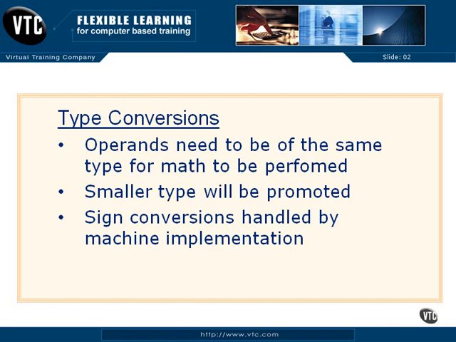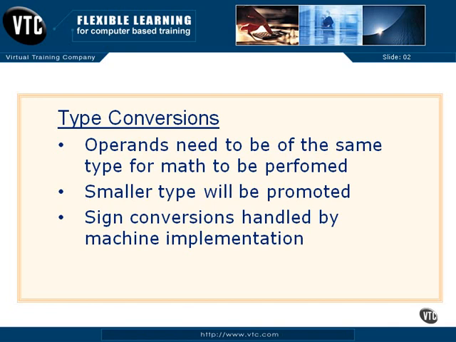The operands on either side of an operation need to be of the same type for the math to be performed properly. Then the result, as it is assigned into the left side of the equation, the other side of the equals, needs to be typed properly so that it fits into the resulting area. Generally speaking, smaller types, characters, will be promoted to ints, ints would be promoted to longs, and so on up the food chain until you get up to doubles.